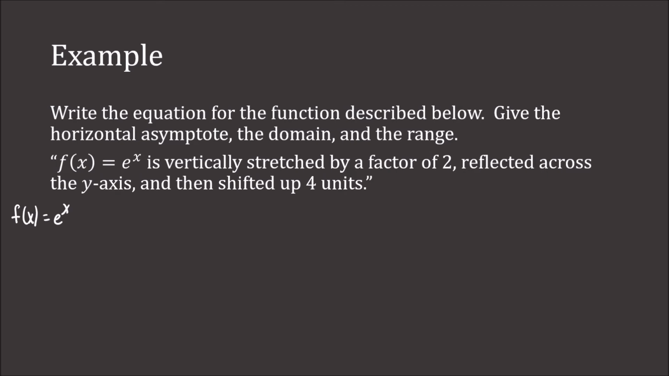So it is vertically stretched by a factor of 2. Vertical says it's going to be outside of the function. Stretching says it's greater than 1. Factor of 2 tells me it's 2. So that's going to give me 2e to the x, and that takes care of the vertical stretch. It is now reflected across the y-axis. So this tells me that it's going to be now 2e to the minus x.